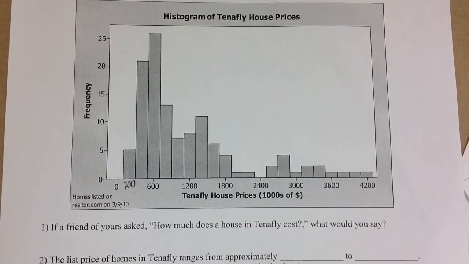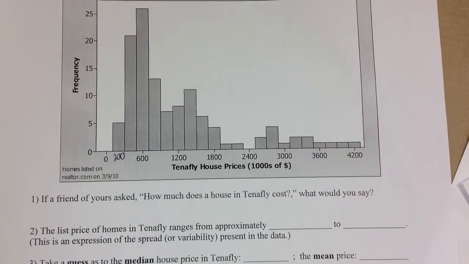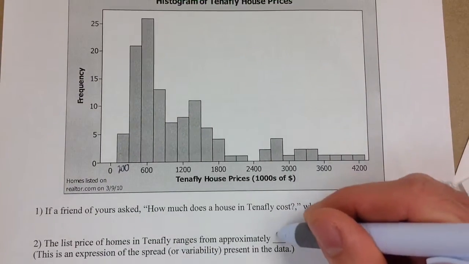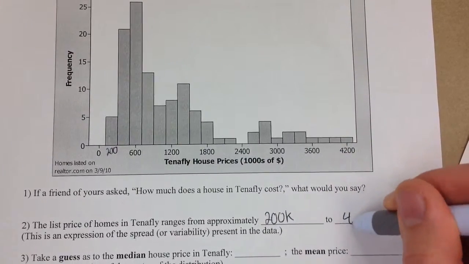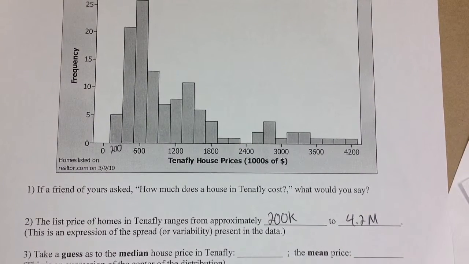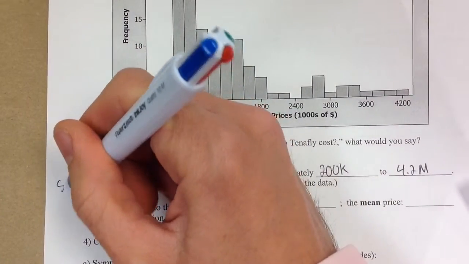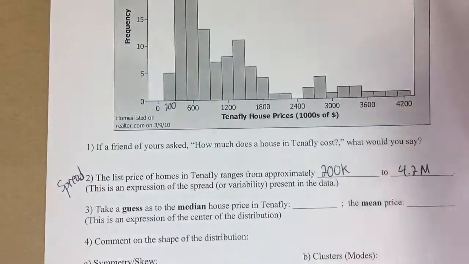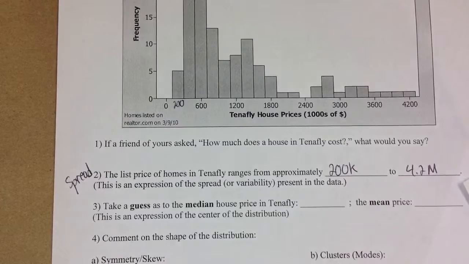Okay. Good. I think all those are valid. Next, the list price of homes in Tenafly ranges from approximately blank to blank. Well, Glenn answered this question. 200,000 to 4.2 million. That's quite a spread. So this is one of the categories we want to discuss always, spread: how much variability exists in the data. Mean or median is never enough.